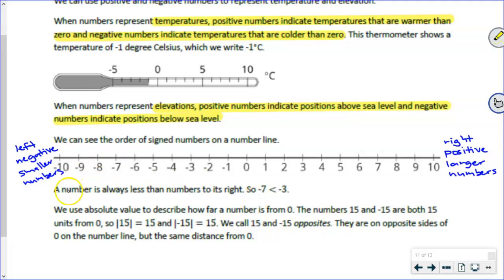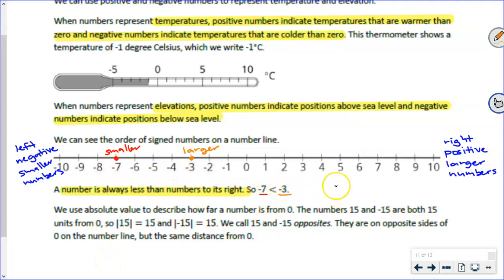The reason this is important is because a number is always less than the numbers to its right. For example, negative 7 is there, and negative 3 is here. If you ever are confused about which number is smallest, the smaller numbers are going to be on the left, and the larger numbers are going to be on the right. If we set up the number line consistently so that the left is where the negative or smaller numbers are, this is always going to be true. So you can always plot the number and figure out which one is bigger.